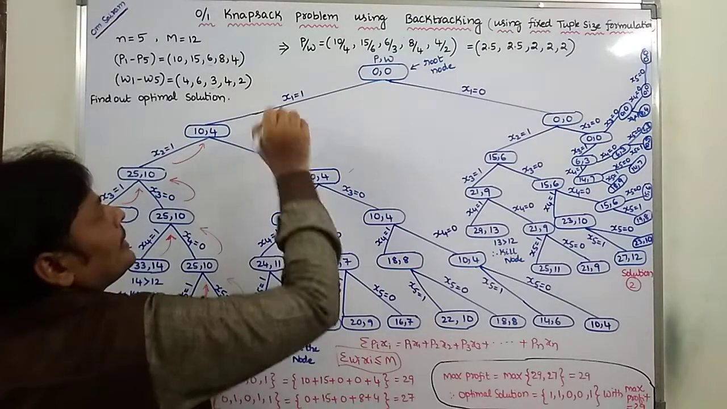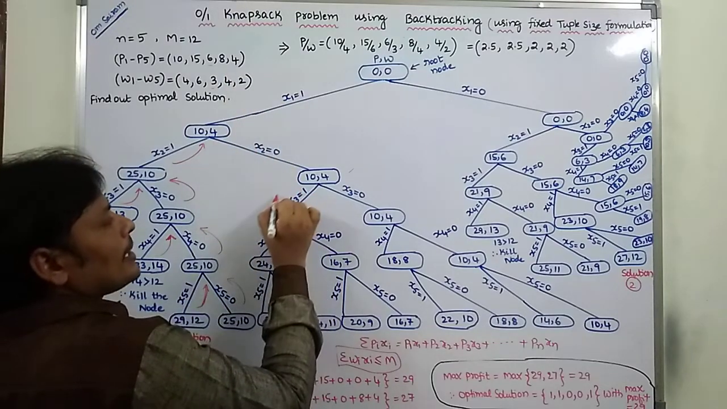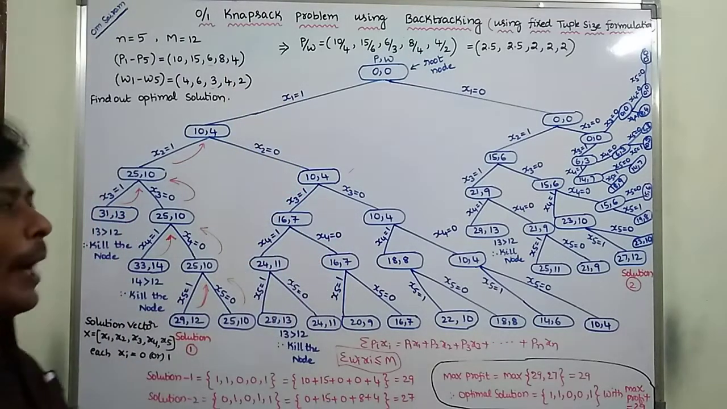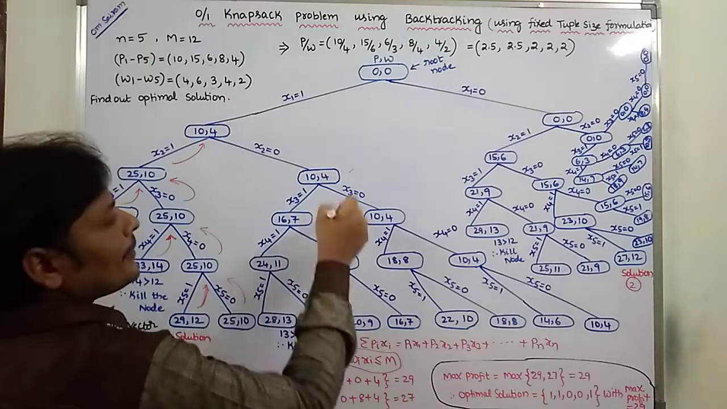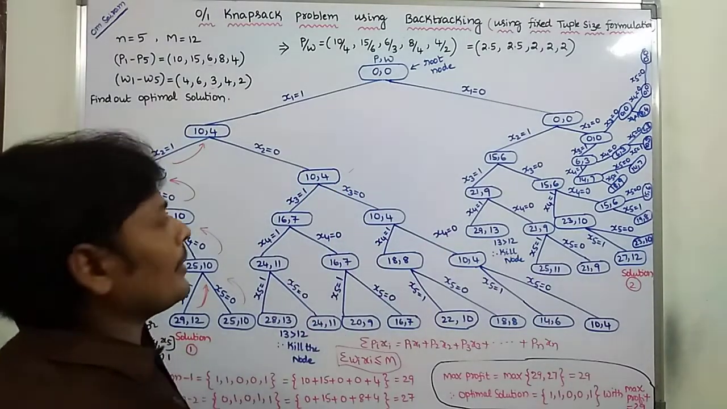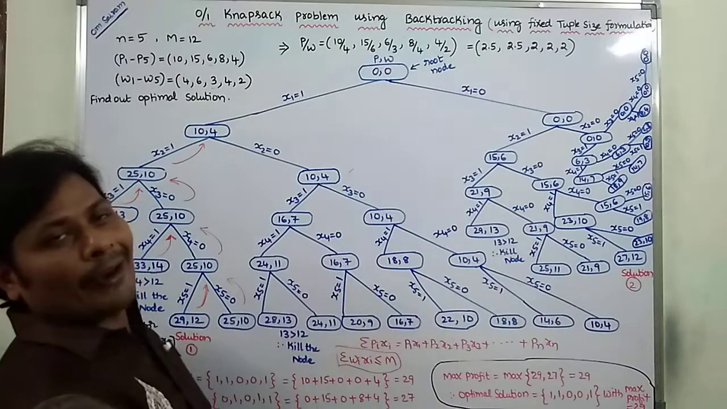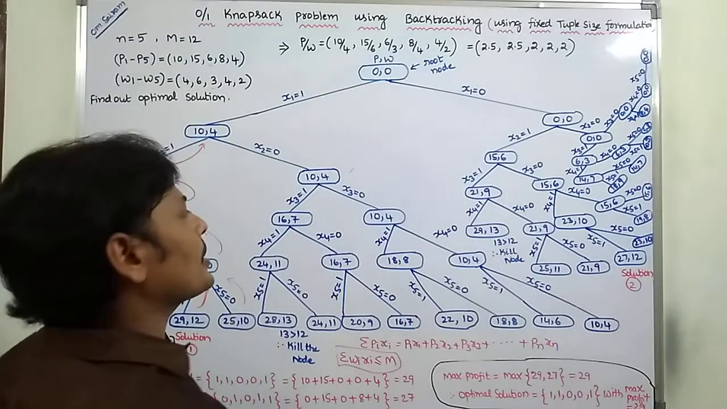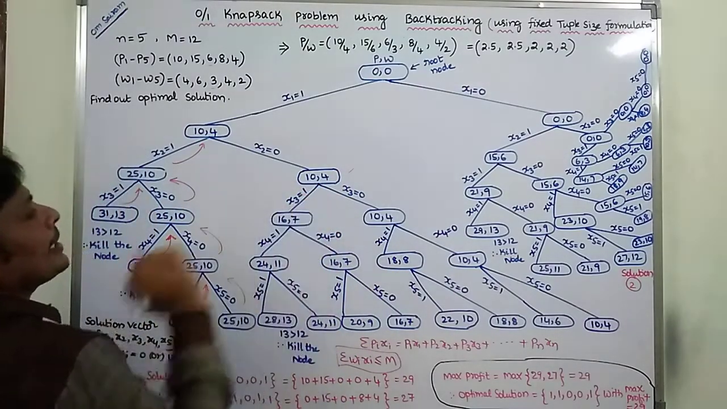Now go for the third object. x suffix 3 is equal to 1 because the sum of the weights of the objects is less than or equal to the capacity of the knapsack. 4 is less than or equal to 12. Condition true.